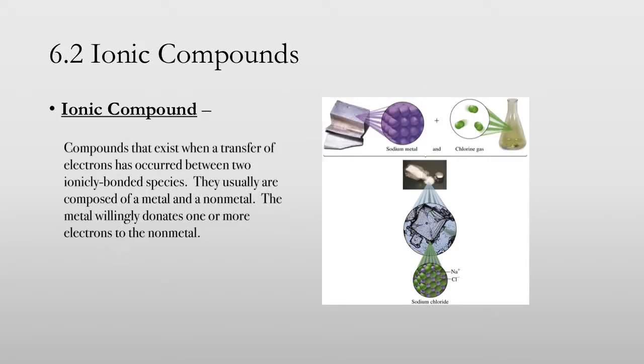All right, so 6.2 is ionic compounds. An ionic compound is a type of compound that exists when a transfer of electrons has occurred between two ionically bonded species. They usually are composed of a metal and a nonmetal. The metal willingly donates one or more electrons to the nonmetal.